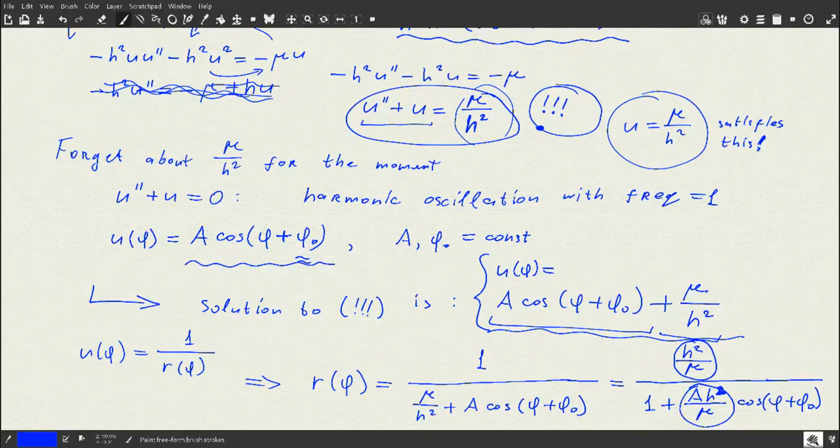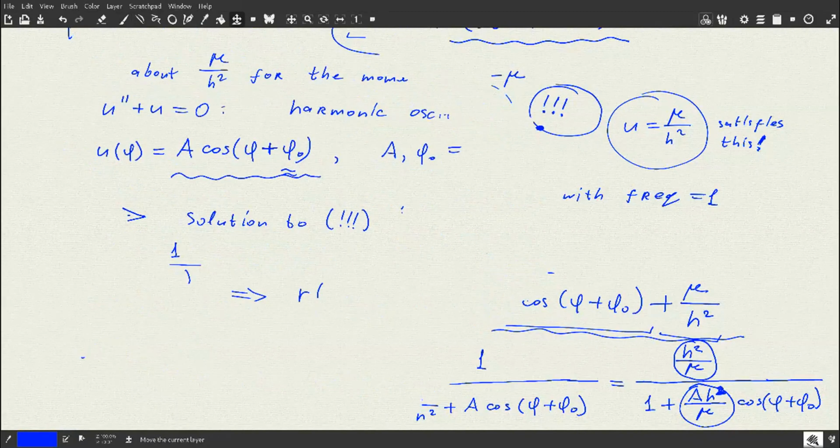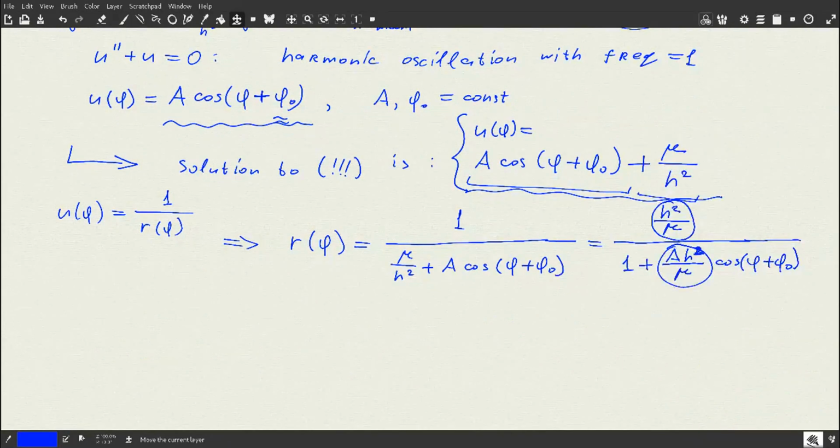Okay, if for the moment we neglect phi 0, let's say phi 0 is 0, we have a constant 1 plus another constant times cosine, let's say phi. Or actually, what if instead of phi plus phi 0, I simply say it is some other angle which I denote by v.